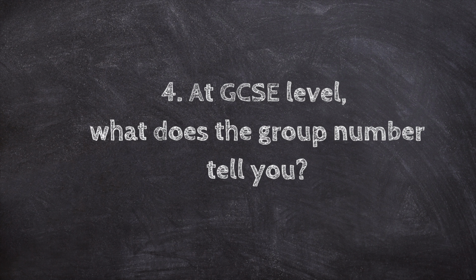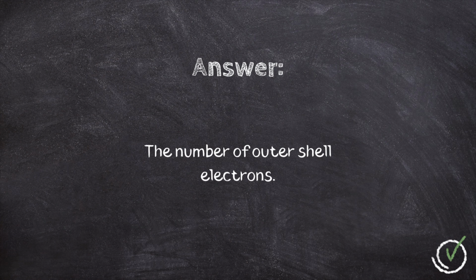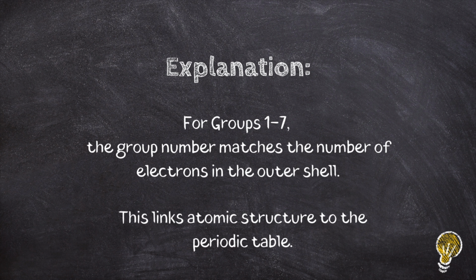Now this is a key exam question. At GCSE level, what does the group number tell you? This is tested a lot. The group number tells you the number of electrons in the outer shell, but only for the main groups. At GCSE, we focus on the main groups. That's groups 1 to 7 and group 0. For groups 1 to 7, the group number matches the number of electrons in the outer shell. So group 1 elements have 1 outer electron, group 2 have 2, group 7 have 7. This is what links atomic structure to the periodic table. Group 0 is slightly different. They have full outer shells.